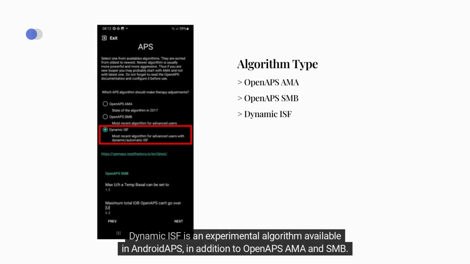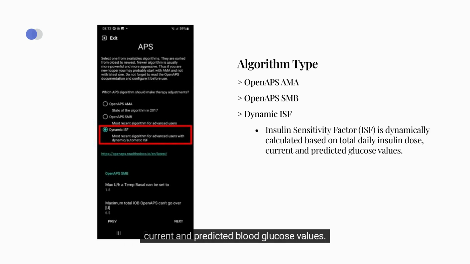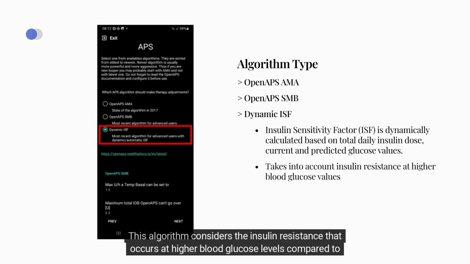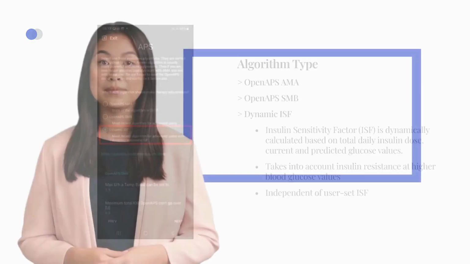Dynamic ISF is an experimental algorithm available in AndroidAPS, in addition to OpenAPS AMA and SMB. With Dynamic ISF, insulin sensitivity is dynamically calculated based on the total daily insulin dose and current and predicted blood glucose values. This algorithm considers the insulin resistance that occurs at higher blood glucose levels compared to lower ones. By using Dynamic ISF, the system determines your insulin sensitivity independently of the user set values.